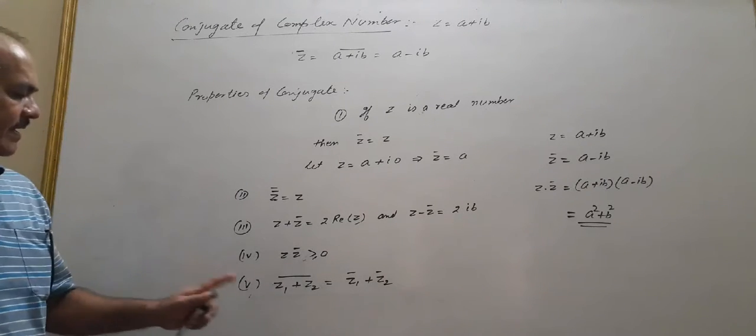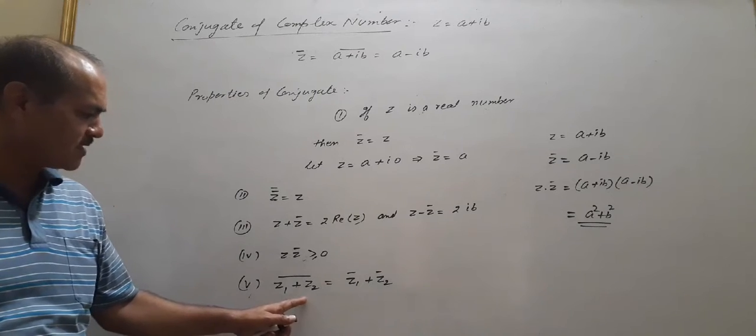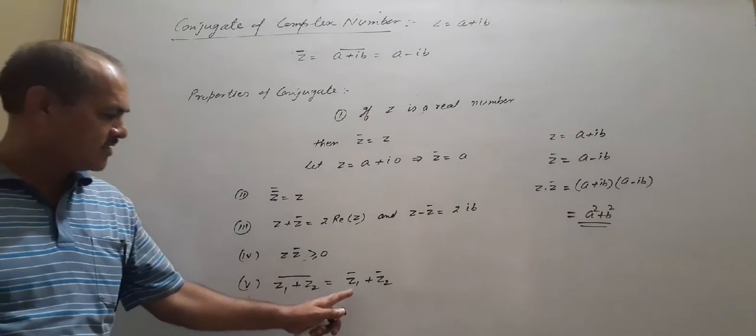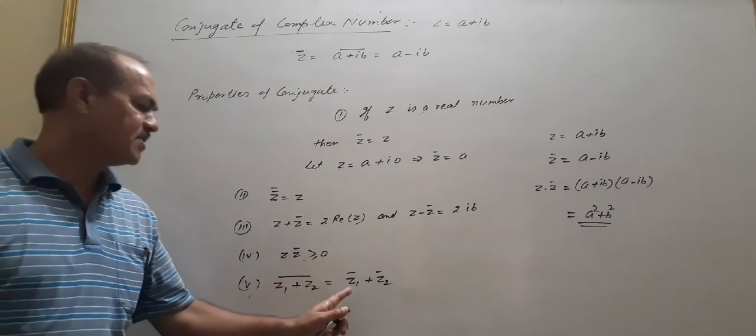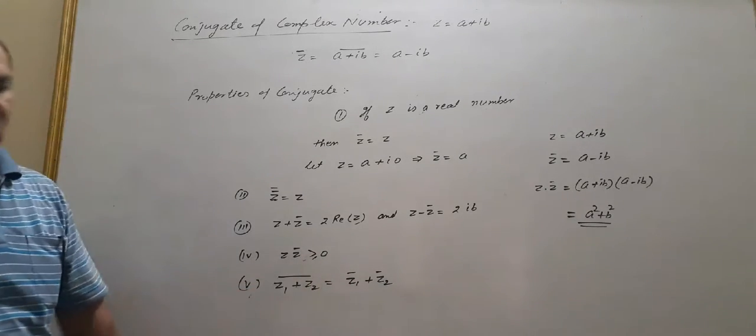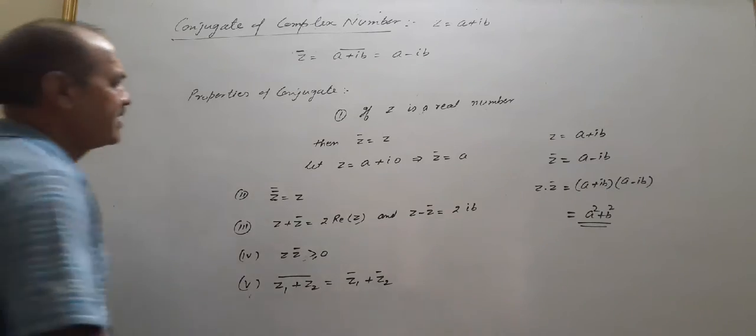In the same way, for the addition of two complex numbers, the conjugate becomes z1 bar plus z2 bar. In case of subtraction, you write it as z1 bar minus z2 bar. In case of division, you break the bar.